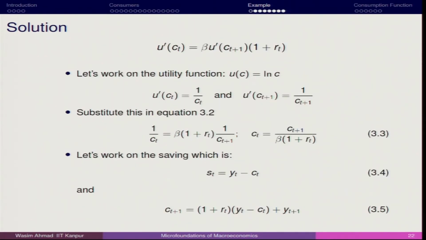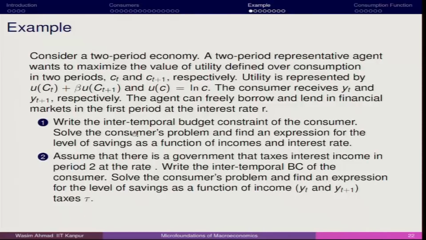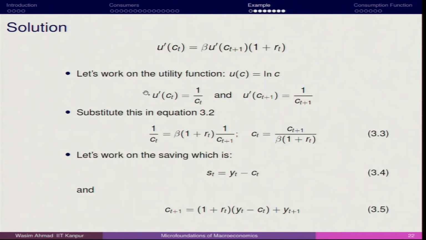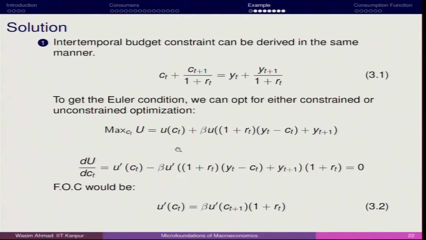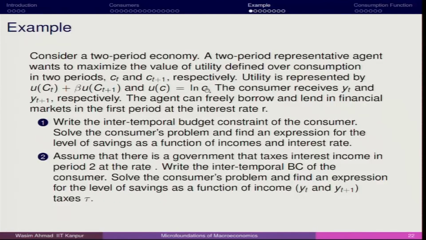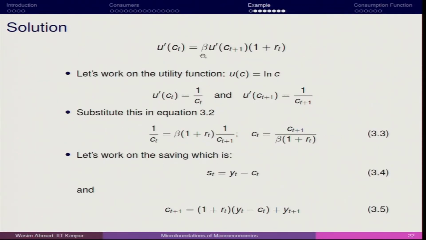Now, once I have this, what is the next part? Solve the consumer's problem and find an expression for the level of savings as a function of incomes and the interest rate. So, here we now have to find the expression for savings. So, how do you find that? We have got this expression, now let us work it out. Since I have assumed log C here, the Euler condition will be what? If I am going to get this expression, here we have log C, which means C_t+1.